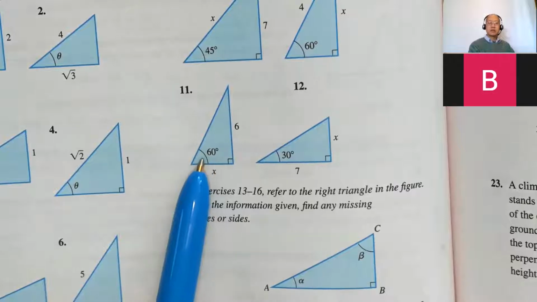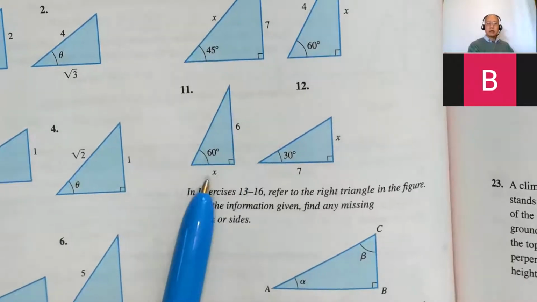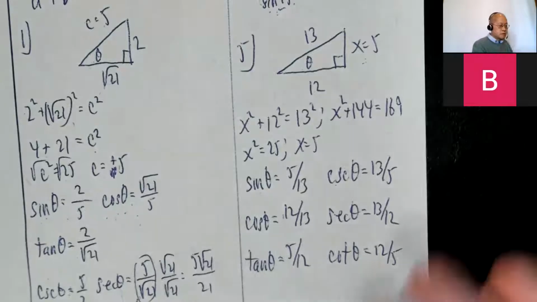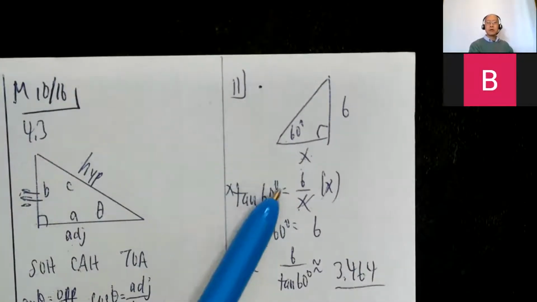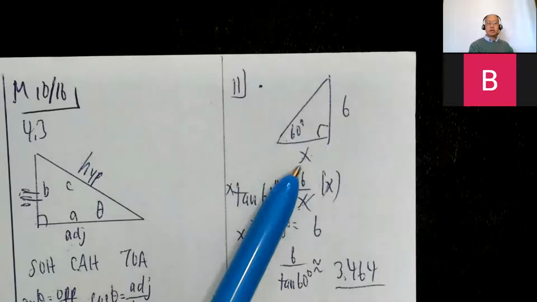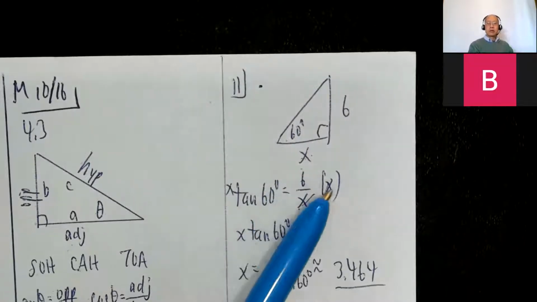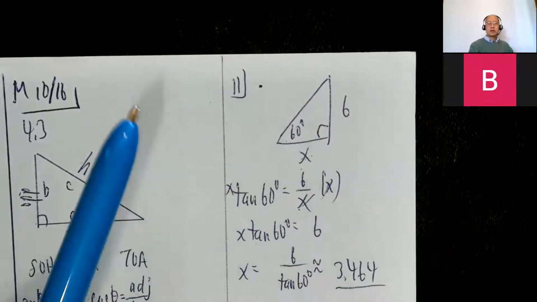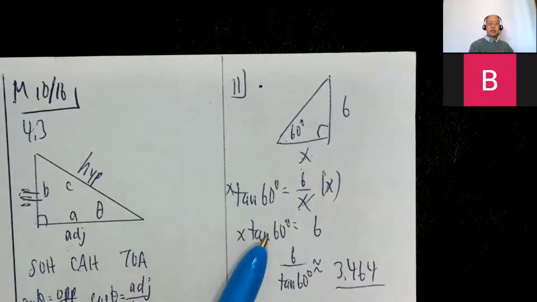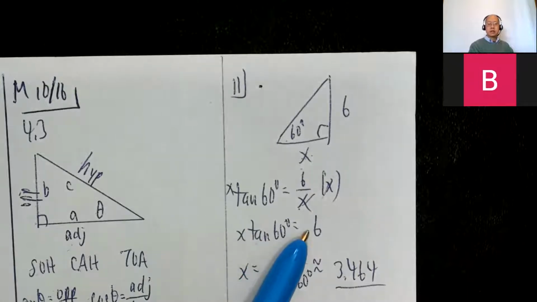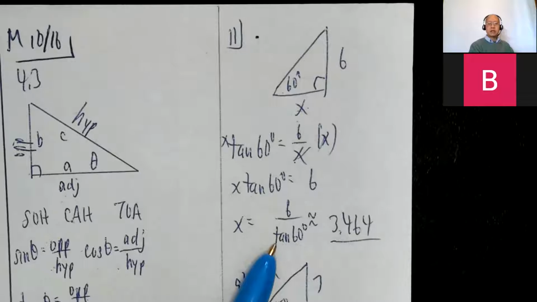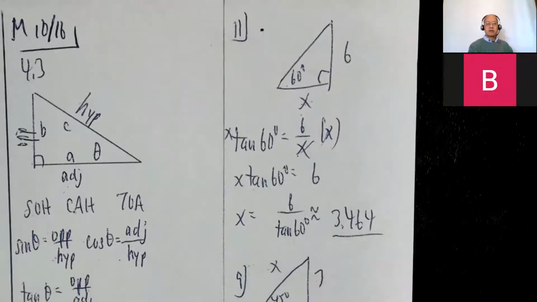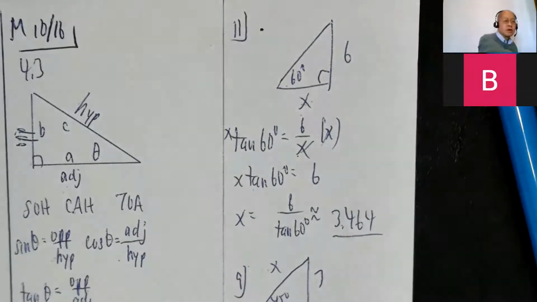So tangent of 60 degrees is opposite over adjacent. Tangent of 60 degrees is 6 over x. Okay, multiply both sides by x. X tan 60 degrees is 6. Divide by tangent 60 degrees. So x is 6 divided by tangent of 60 degrees, which is roughly 3.464.